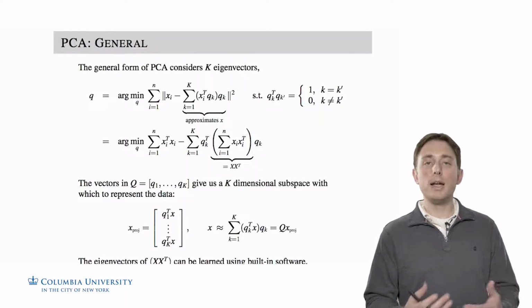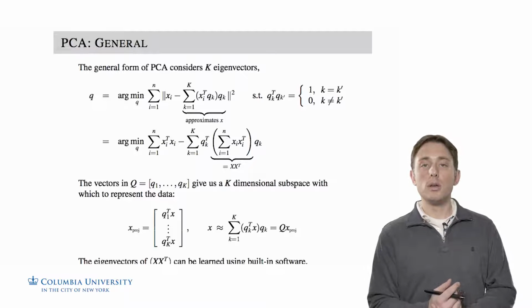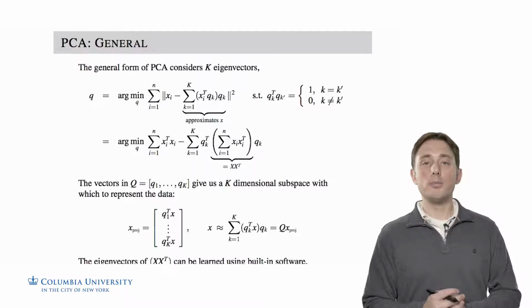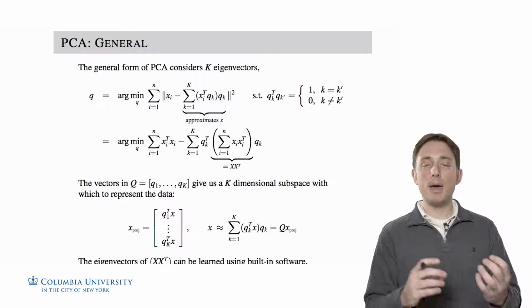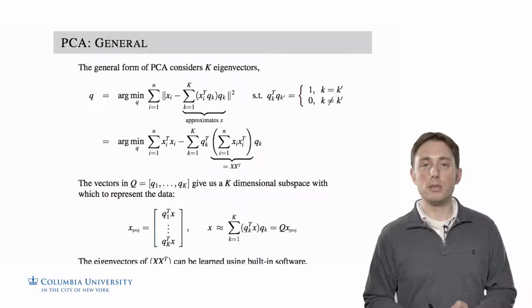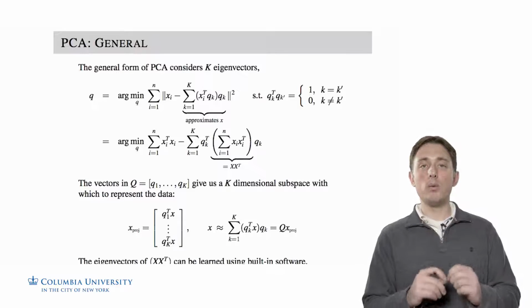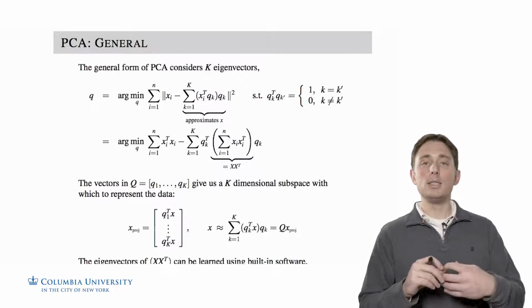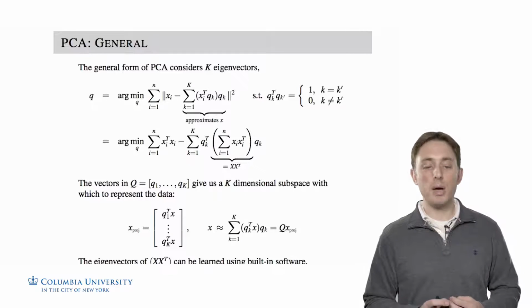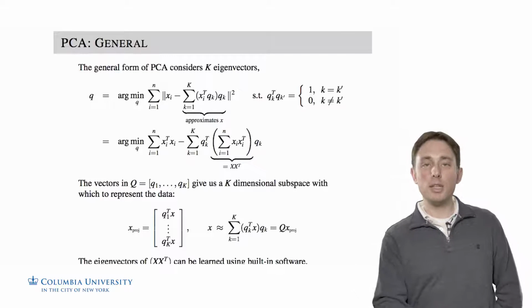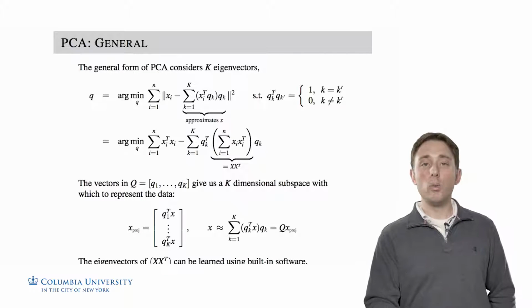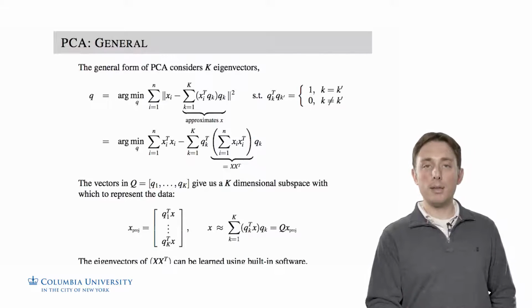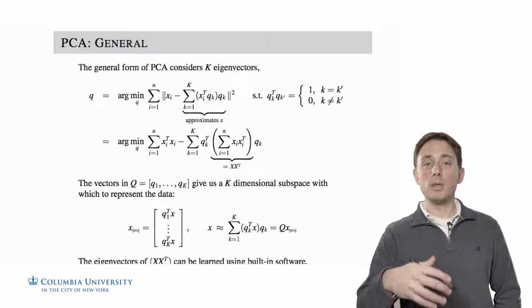Okay, so that's how we would represent every data point with one vector, meaning we take the original data and map it down to one-dimensional space. So we can represent every data point now with one number. It's the amount that we have to multiply q by to get it as close to the original data as possible.